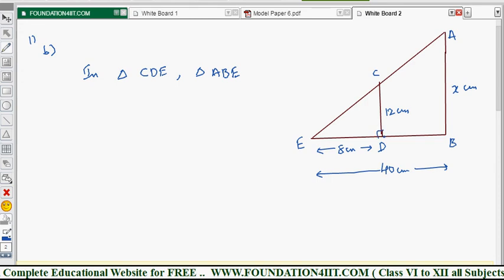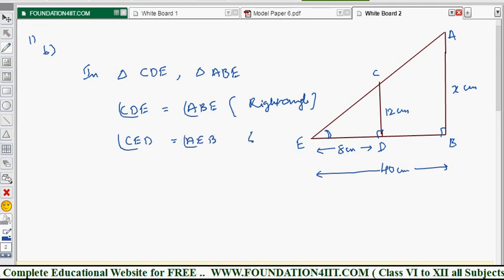That means this is 90 degrees and this is also 90. Angle CDE is equal to angle ABE, both are right angles. And E is the common angle for both, that is angle CED is equal to angle AEB. This is the common angle because angle E is common, right? So by this both are similar now.